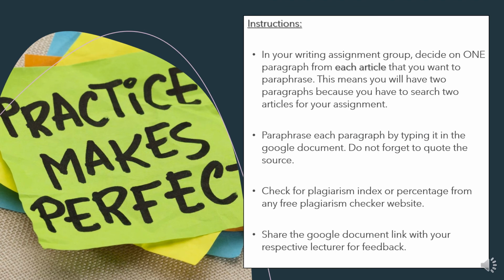Now this is your practice. Well, they say practice makes perfect. In your writing assignment group, decide on 1 paragraph from each article that you want to paraphrase. This means you will have 2 paragraphs because you have to search 2 articles for your assignment, right? Now, paraphrase each paragraph by typing it in the Google document. Do not forget to quote the source and make sure that it follows APA format.